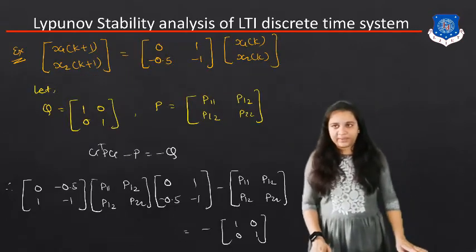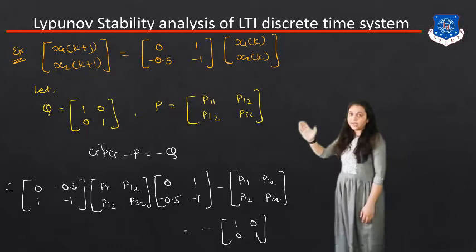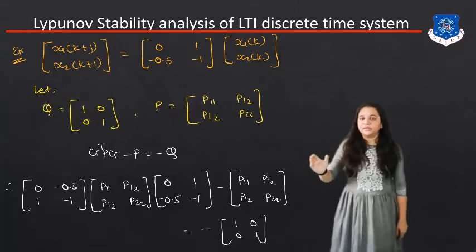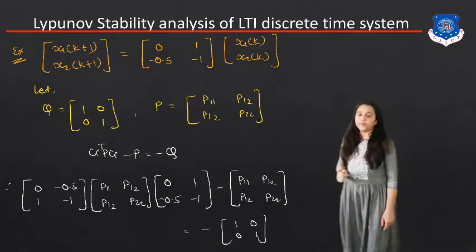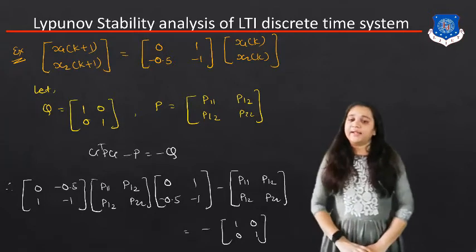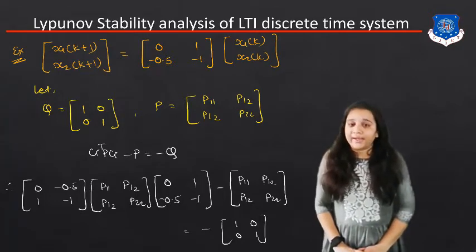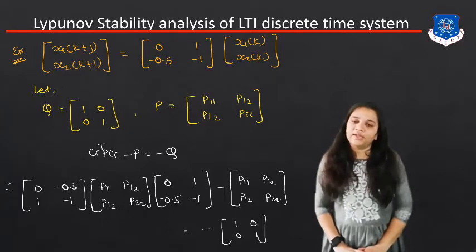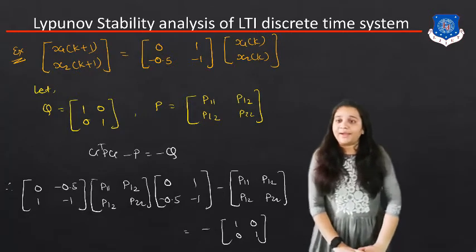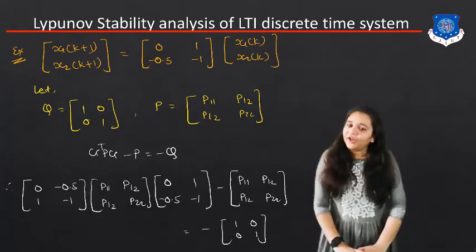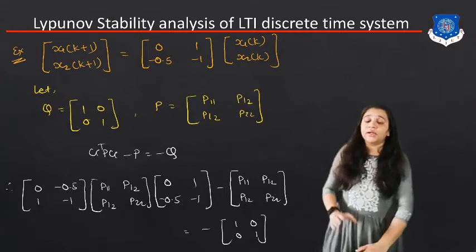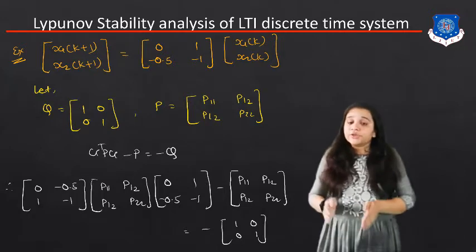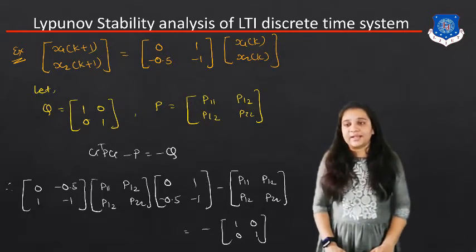Now, the example is given: x1 of k plus 1, x2 of k plus 1 is equal to the matrix 0, 1, minus 0.5, minus 1 times x1 of k, x2 of k. In the example, first of all, we have to identify whether the system is given in discrete form or continuous form. If the variables are given in sample form, like x1 of k plus 1, x2 of k, then that type of system is a discrete time system.